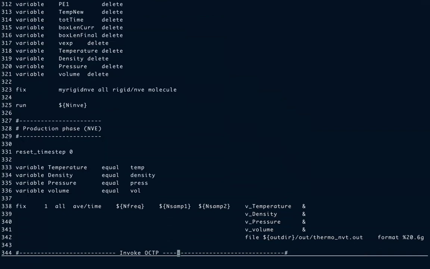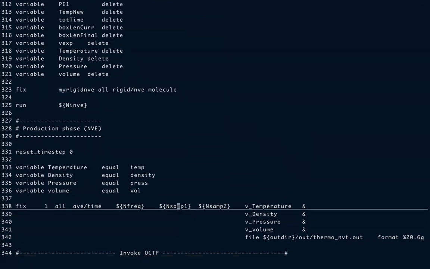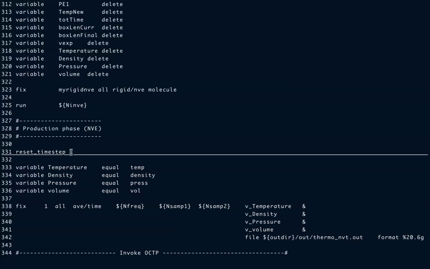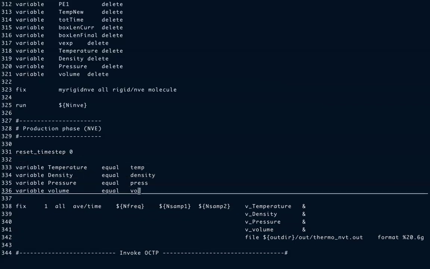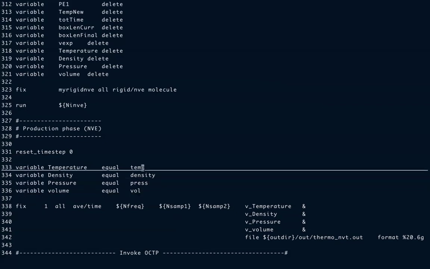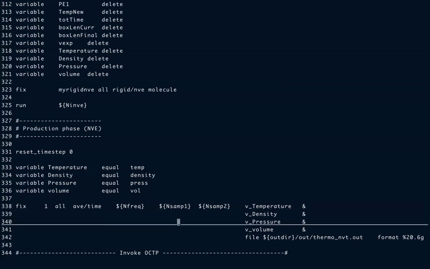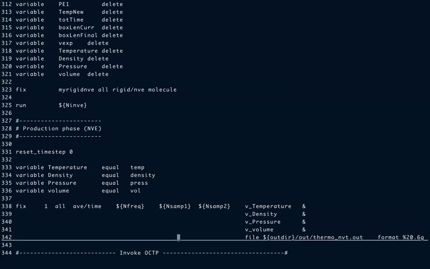Now, we enter the production phase for the NVE. This is the phase where we begin to calculate the diffusion coefficients for these mixtures. Once again, for bookkeeping, I reset the time step to 0. Once again, I also initialize variables temperature, density, pressure, and volume, which are then periodically outputted into the thermo nvt.out. It would be more suitable to call this thermo nve.out.